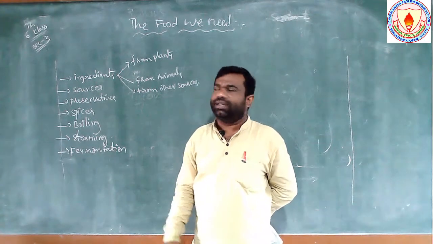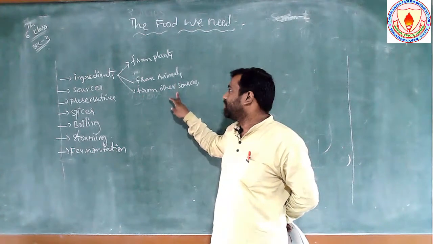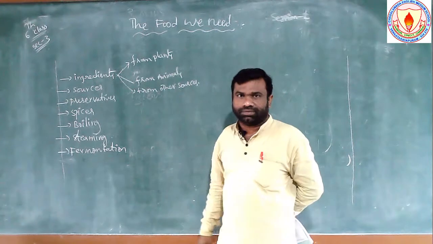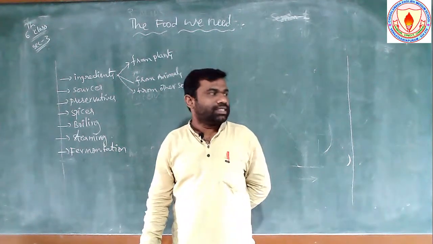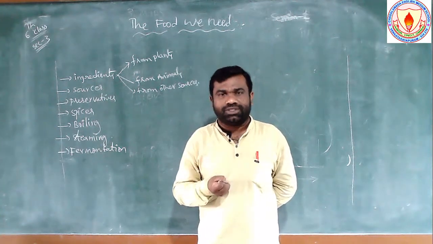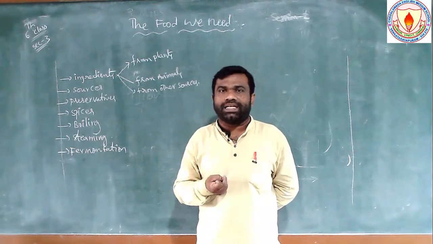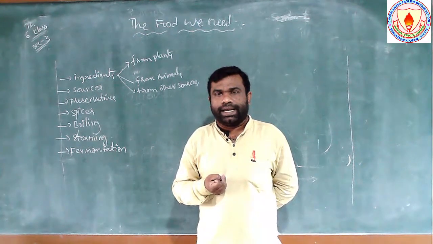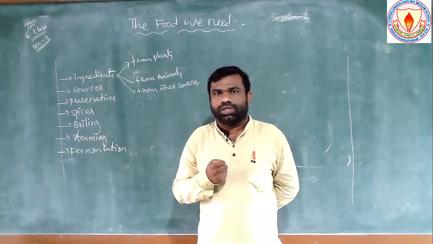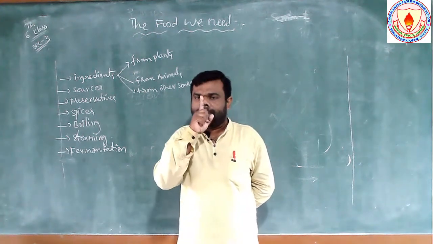So three sources are there. One is from plants, one is from animals, and one is from other sources. So here, examples from the plants. Different plants are there. We are using leaves, roots of the plants, stem of the plants, and those are the different parts which are taken from the plants.